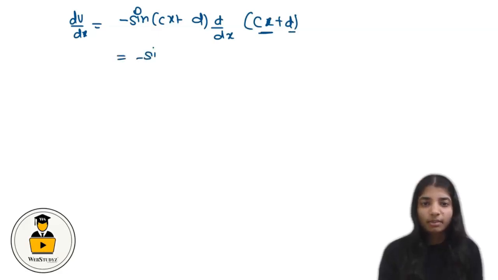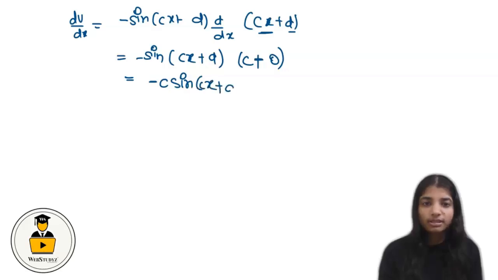So this from here becomes equal to minus sine of cx plus d multiplied by the derivative of cx plus d, which is c plus the derivative of d, that is constant, which is 0. So this from here is equal to minus c sine of cx plus d. So this is the value of dv divided by dx, and we are going to put this value in the formula.